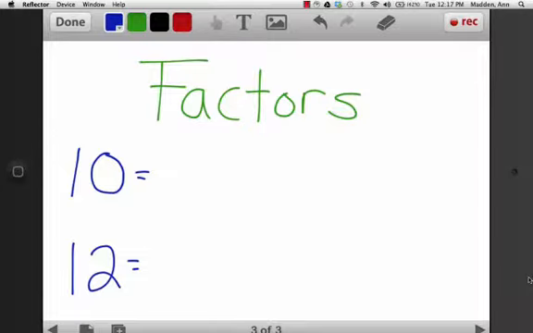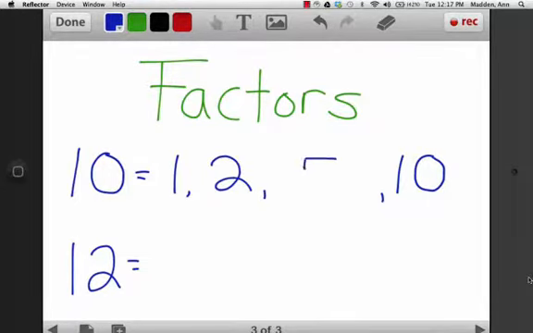10 times 1 equals 10. So I'm going to know that 1 is going to be my least factor and 10 is going to be my greatest. How else can I get to 10? 2 times 5, I can get to 10. Is there any other way that I can get to 10 with multiplication? There is not. So my factors of 10 are 1, 2, 5, and 10.